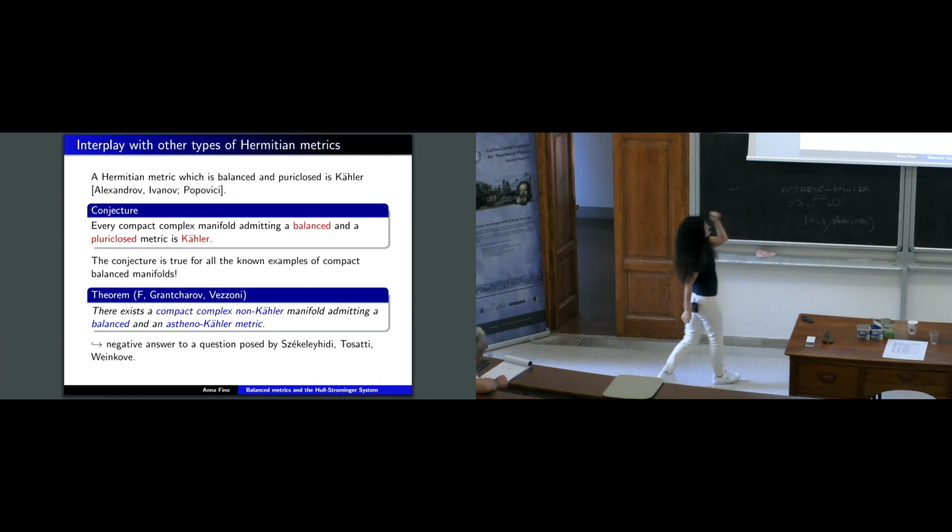But that was a question posed by Fu, Tosatti, and Weinkove that was related to some Hermitian flow, in relation to some complex Monge-Ampère equation. And there was a similar question. So you have a compact complex manifold, and you ask if you can have two different metrics, one which is balanced, and the other one which is of this type. And we show, of course this is in dimension bigger than 3, that this is possible. So in some sense, the pluriclosed condition is much stronger, let's say, than the other.